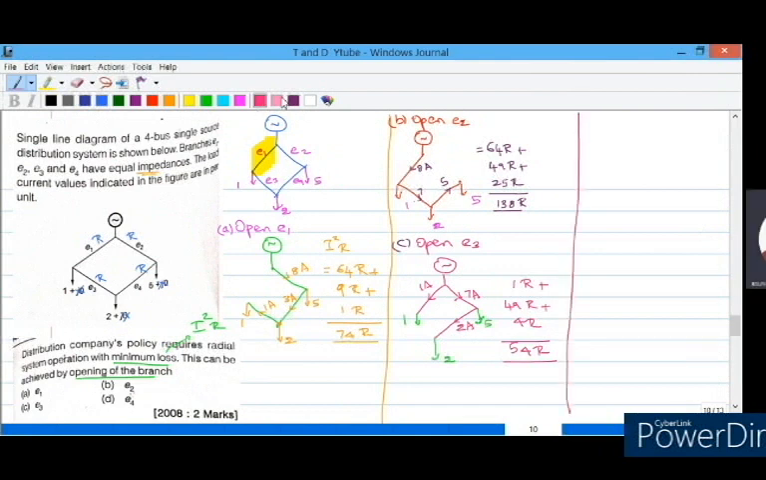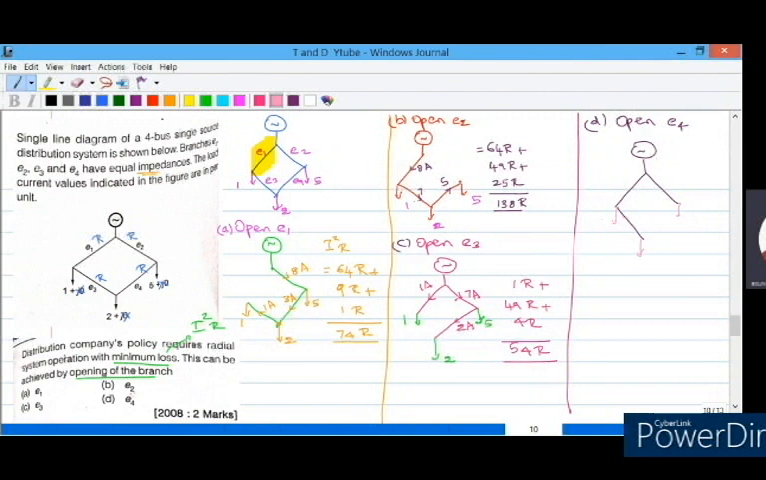The last option, let's open the branch E4. So when you open the branch E4, the circuit becomes in this way. Now let's mark all the load currents.